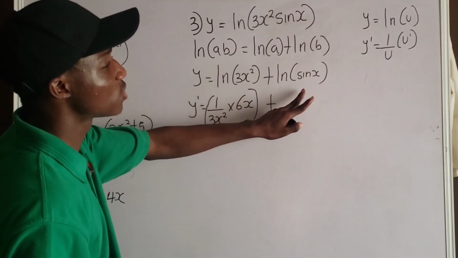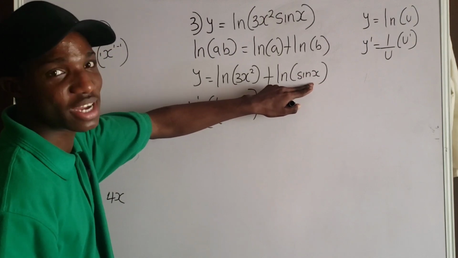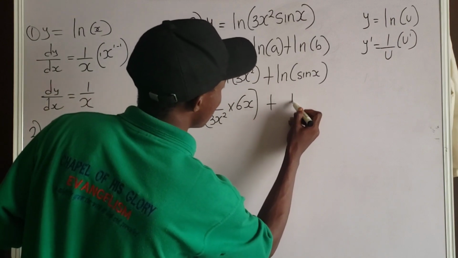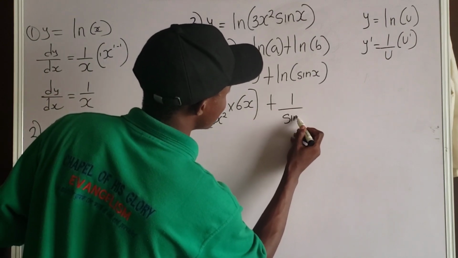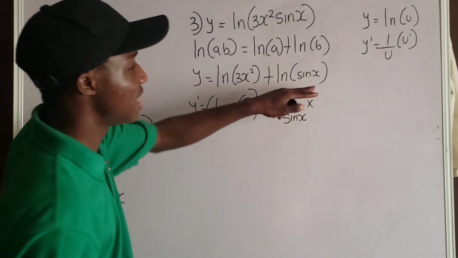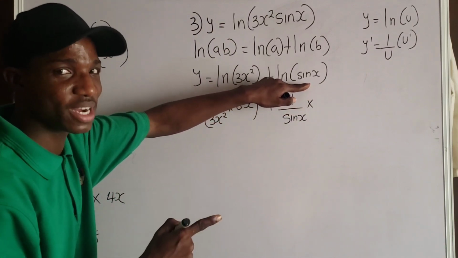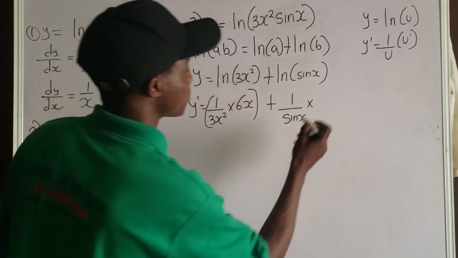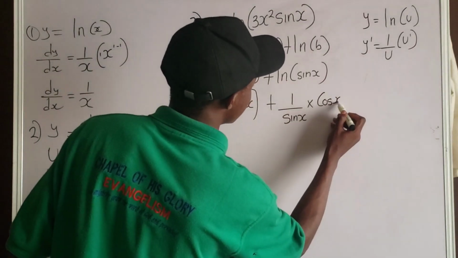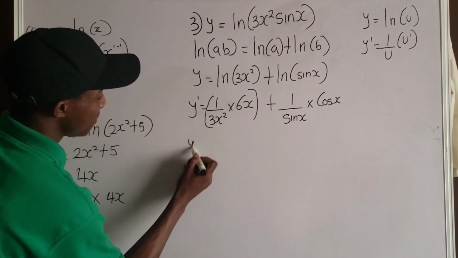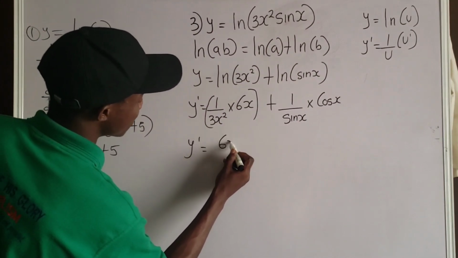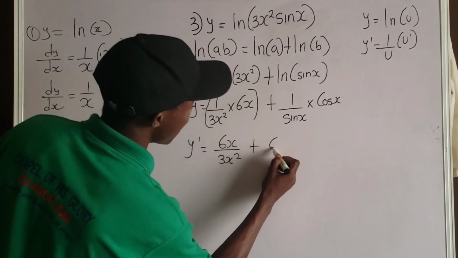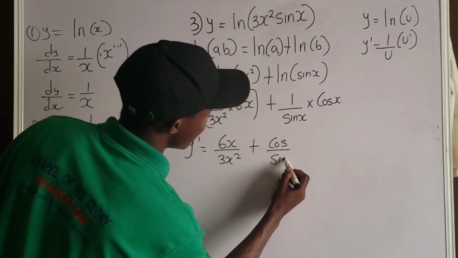Now for this, I'm going to take the inverse of the parameter inside this bracket. The inverse of sine x is 1 over sine x. So I'm going to have 1 over sine x multiplied by the derivative of the parameter inside the bracket, which is sine x. If you take the derivative of sine x, you get cos x. So I'm going to have cos x in this place. You understand? So let's proceed. The derivative of y is equal to 6x over 3x squared plus cos x over sine x.